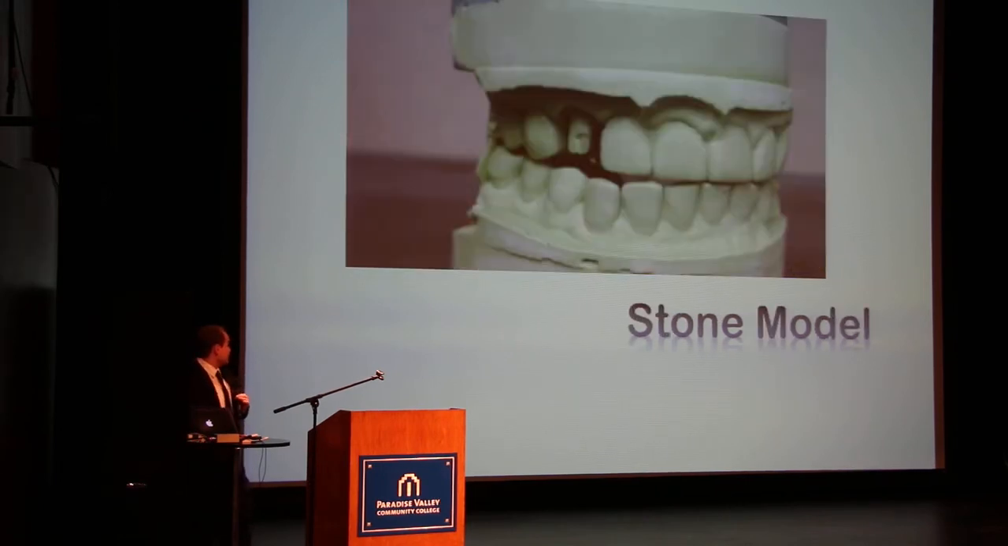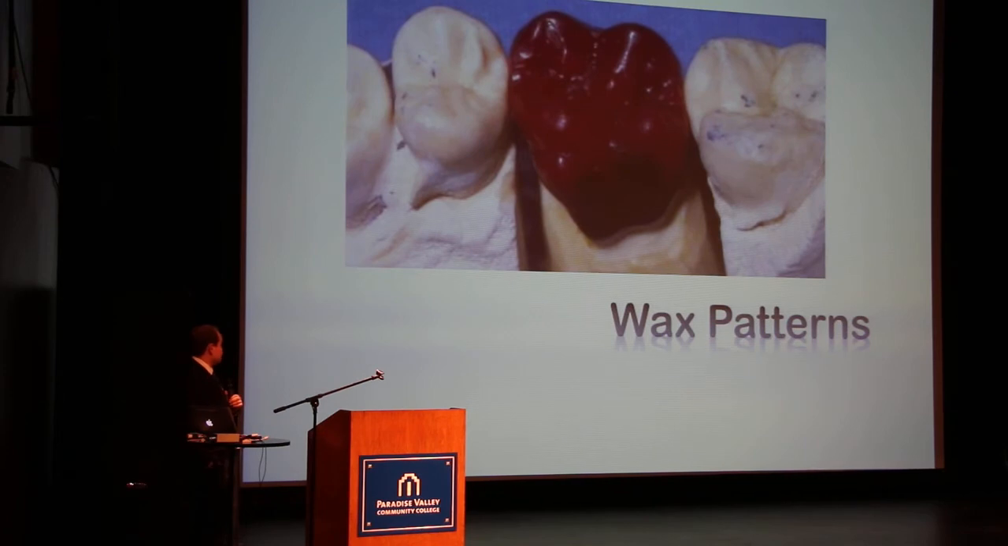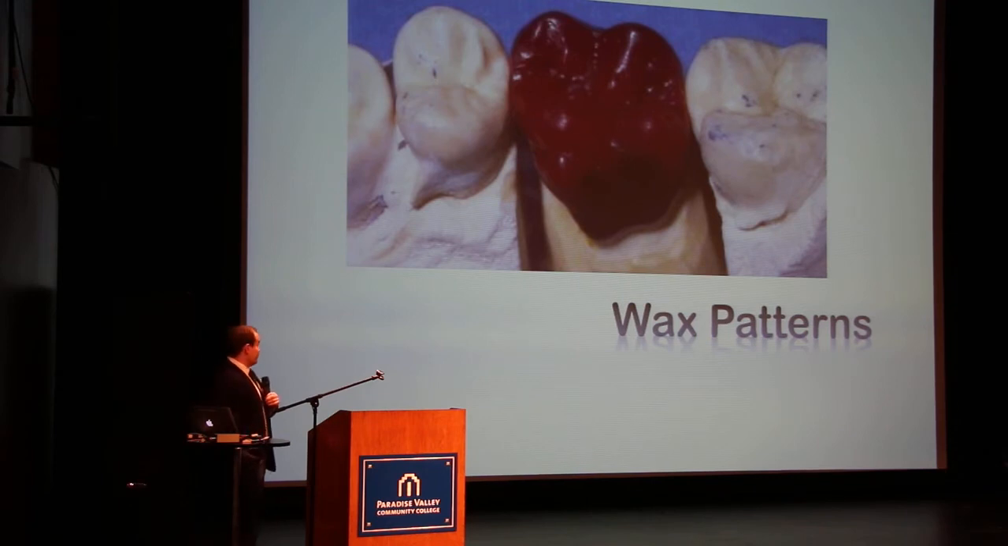From the impression, we can make a stone model. It's made of gypsum, which is calcium sulfate dihydrate. You mix it with water. It's an exothermic reaction. It expands and it forms a model. From the model, you create a wax pattern. Basically you're painting wax onto that tooth, creating a mold of what the crown's going to look like.